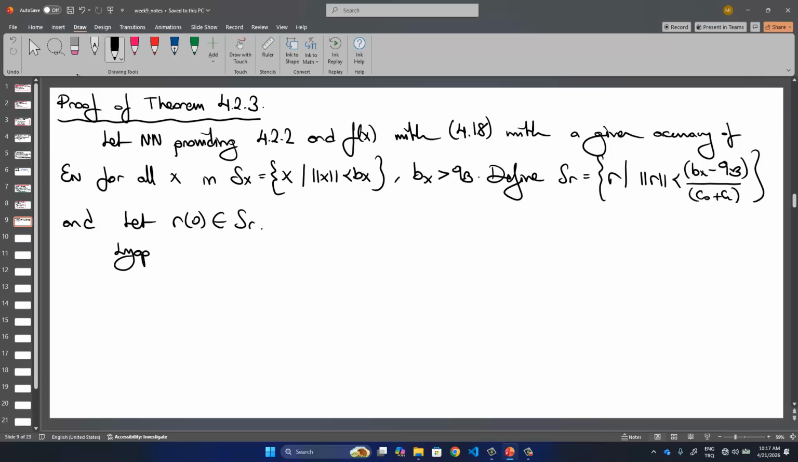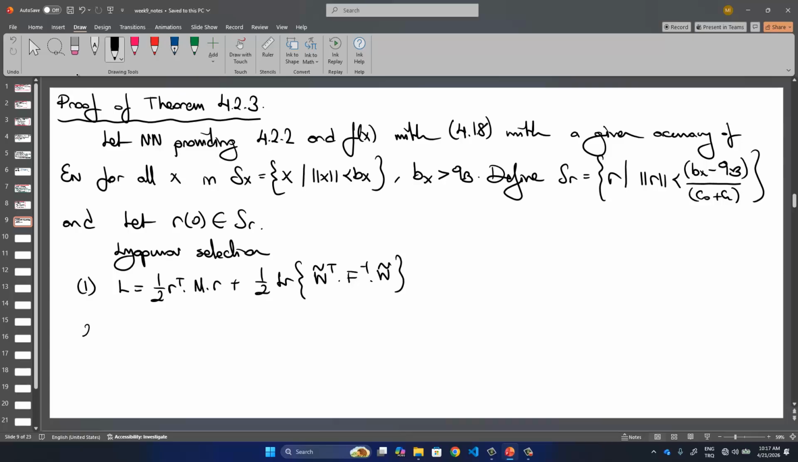Lyapunov selection. In the first place, we need to write L equals 1 divided by 2 R transpose M R plus 1 divided by 2 trace of these terms, W tilde transpose F inverse W tilde, okay? And also we need to write this one, L dot equals minus R transpose KV R plus 1 divided by 2 R transpose M dot minus 2 VM R. Where is it coming from? This equation, the equation of 2?